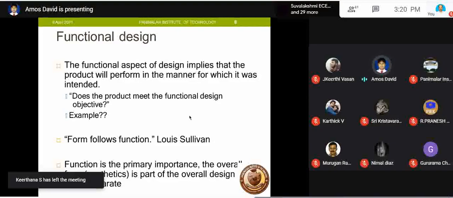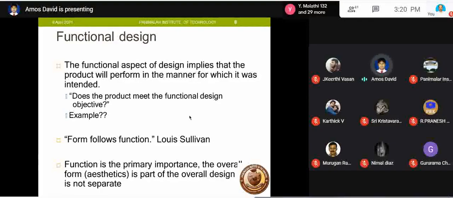Now, what is this functional design? Does the product meet the functional design objective? You see, form follows function. A function, what is a function we are going to see? Have a look at it.